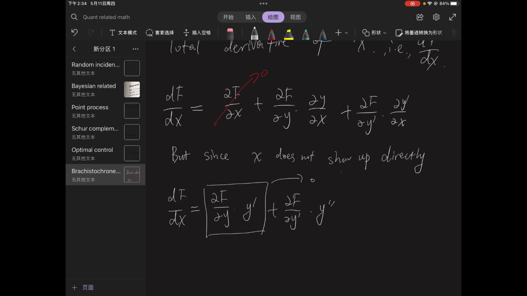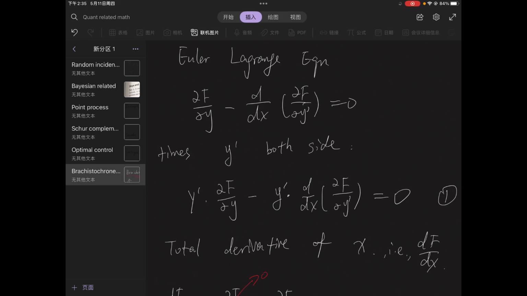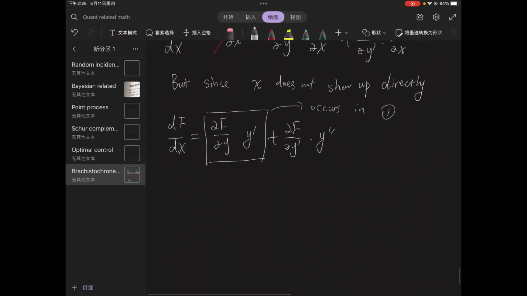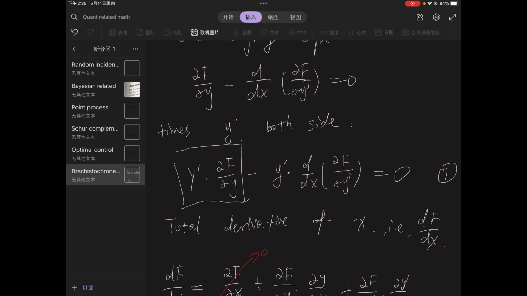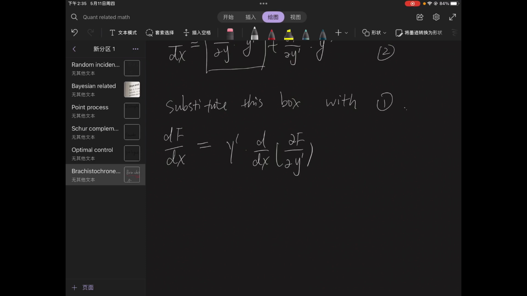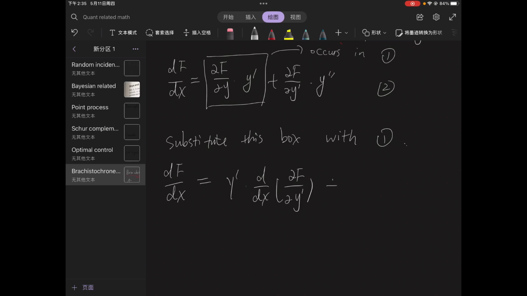But here, let's see this term. This term occurs in equation 1, right? Let me go back to equation 1. Equation 1 is the Euler-Lagrange equation with y there. So this is the exact same term, and this term is equal to the second term, right? Because it's equal to 0. So we will substitute this box with equation 1. What do we have? So df/dx is equal to y prime times d/dx of df/dy prime, and the second term does not change, we plus again.